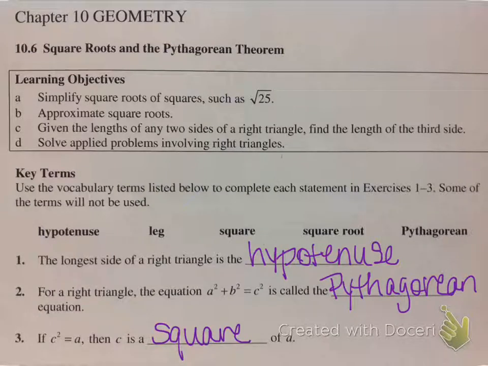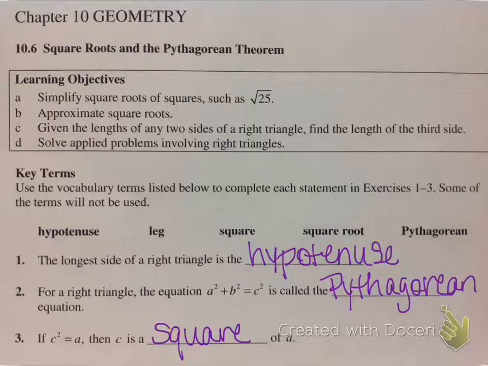Now we're going to look specifically at right triangles and their sides, and we can find lengths of sides by using the Pythagorean theorem, which is a squared plus b squared equals c squared. In order to use that theorem, we have to know what a, b, and c are or represent. And so we're going to be looking at right triangles and calculating missing sides.